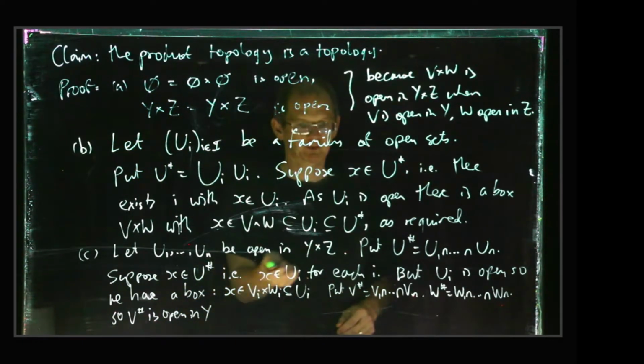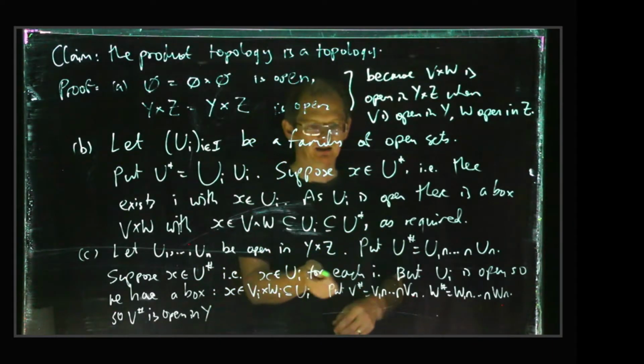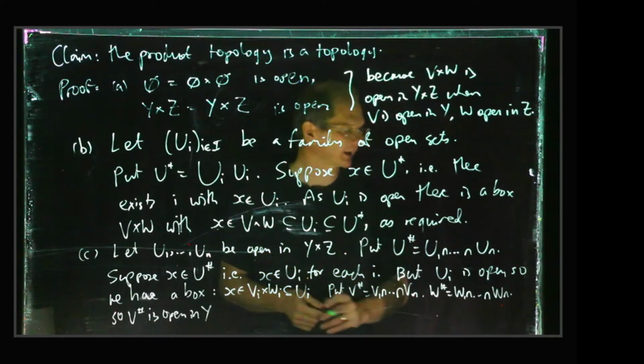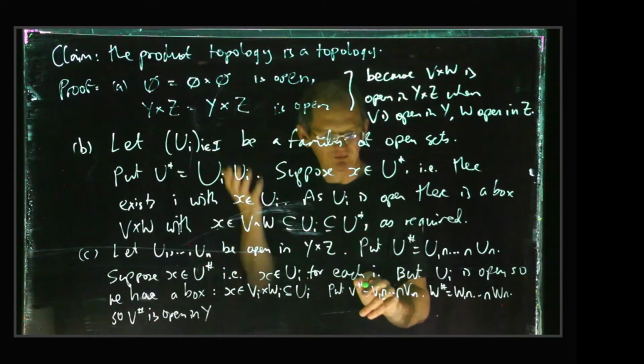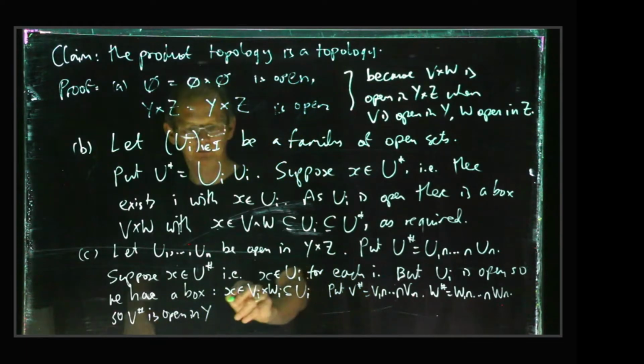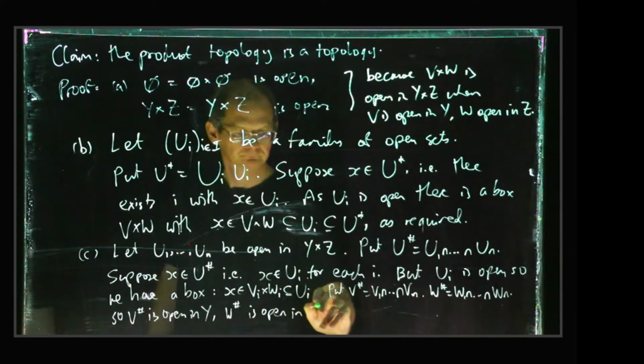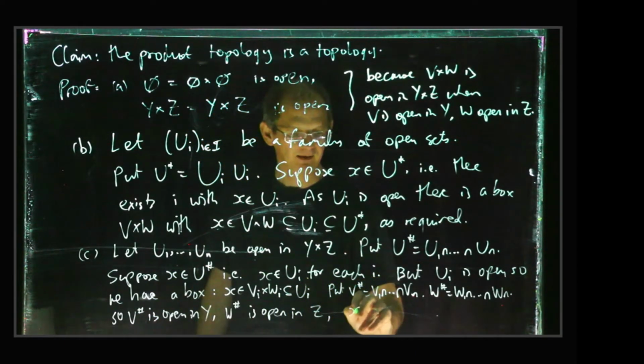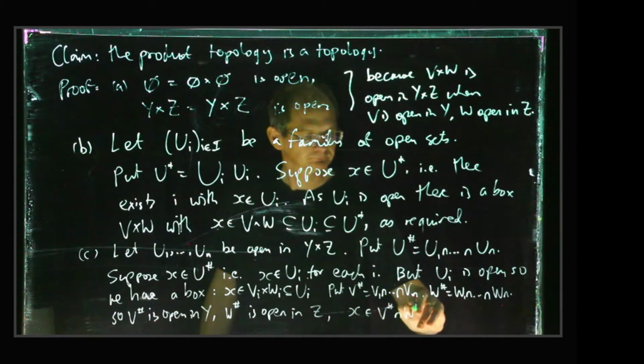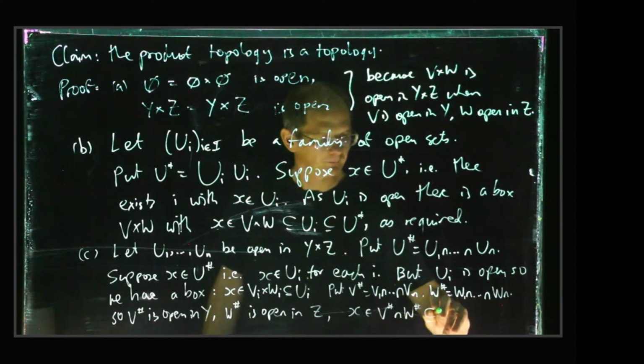That's because this was supposed to be a box, which means that VI is open in Y and WI is open in Z. And so V hash is the intersection of finitely many open sets in the topological space Y. So that's again open in Y. W hash is open in Z. And X lies in V hash cross W hash, which is contained in U hash as required, right?